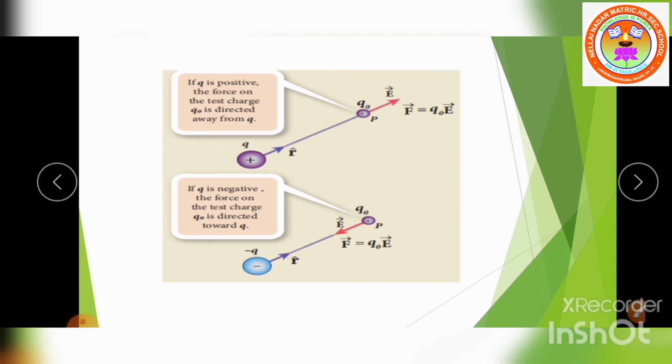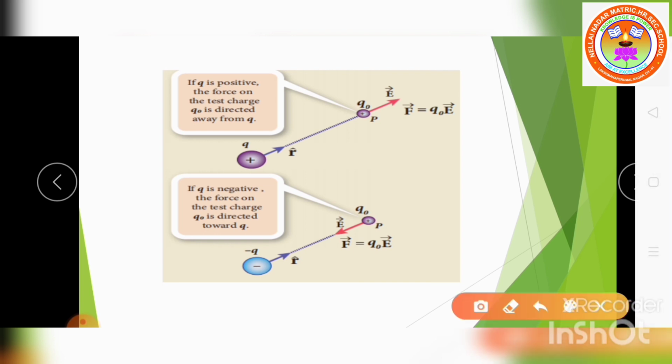We know the formula E is equal to F by Q0, that is, E vector is equal to F vector divided by Q0 in terms of vector. So if I want to calculate the value of force, cross multiply. What you will get is F vector is equal to Q0 into E vector.